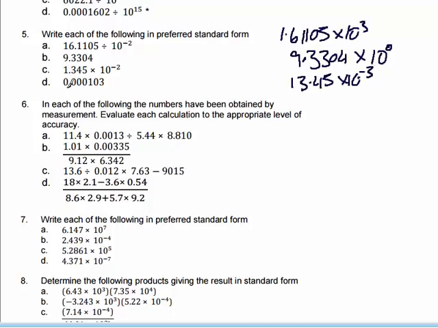Part D, let's count how many decimal places we've got. 1, 2, 3. So the answer to part D is either going to be 0.103 times 10 to the minus 3, or you could, if you want, write 103, that's to say move another 1, 2, 3 places, times 10 to the minus 6.